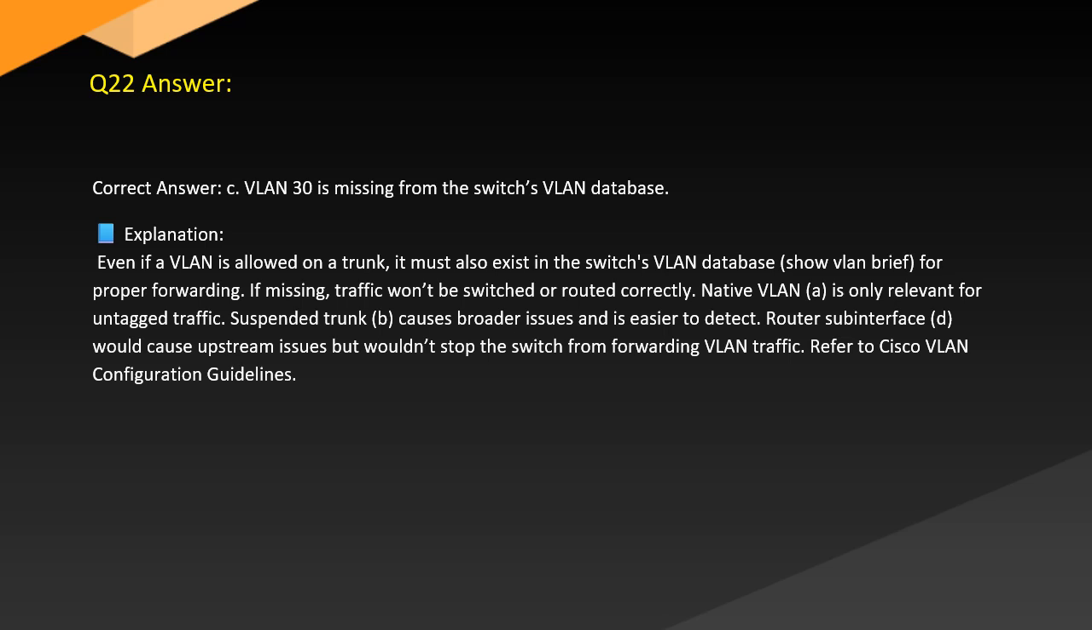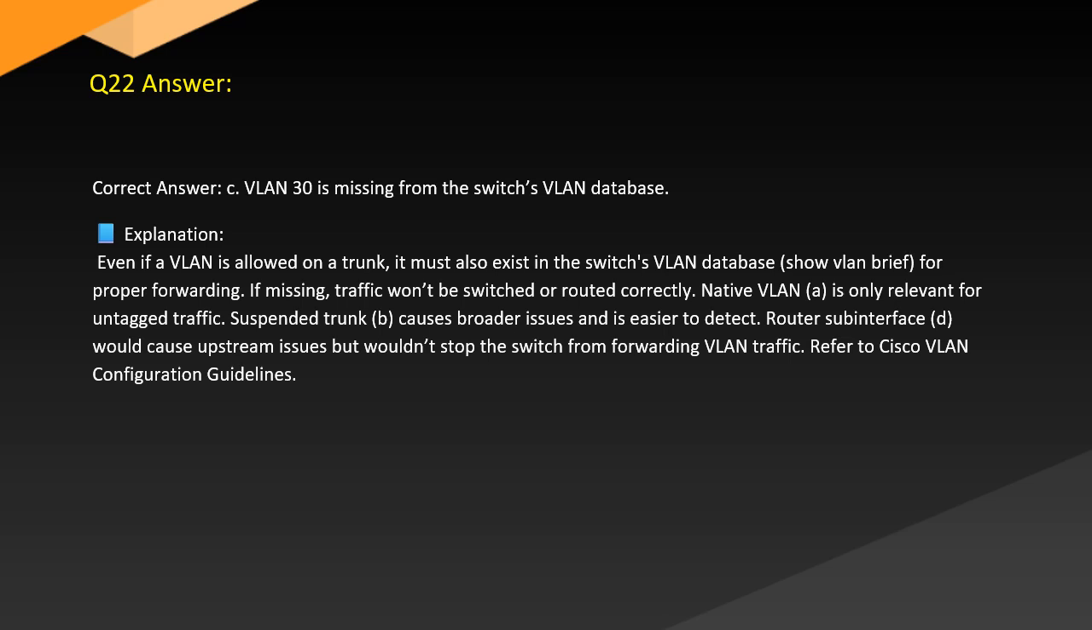Answer. Correct answer. C. VLAN 30 is missing from the switch's VLAN database. Blue book explanation. Even if VLAN is allowed on trunk, it must also exist in the switch's VLAN database. Show VLAN brief for proper forwarding. If missing, traffic won't be switched or routed correctly.